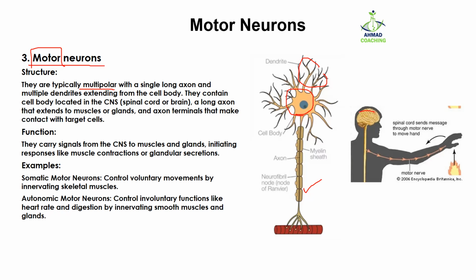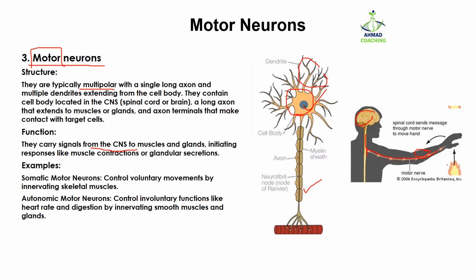It means that in the brain or in the spinal cord, the cell body is present, and their axon is extended into the muscles, glands or axon terminal, so that they can control the movement of muscles or glands or target cells. Their function is to carry the signals from the central nervous system to the muscles or the glands so that they can initiate the response.